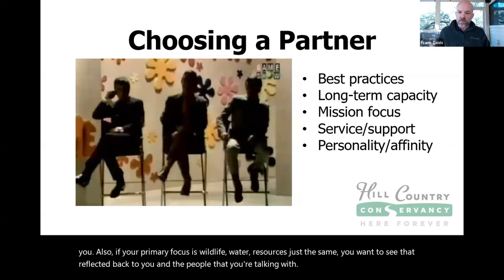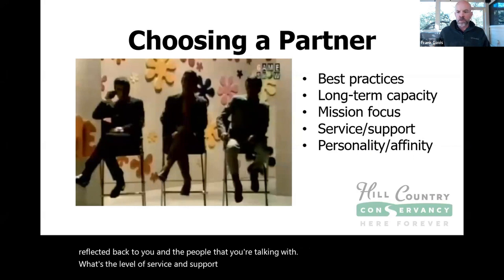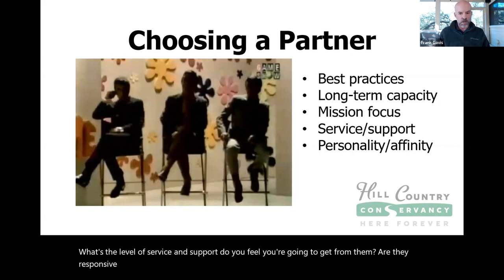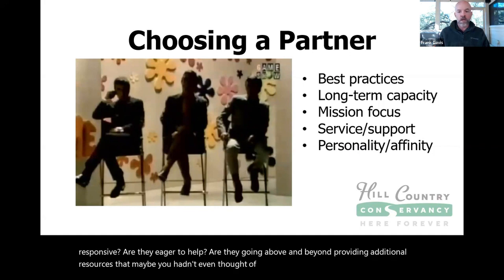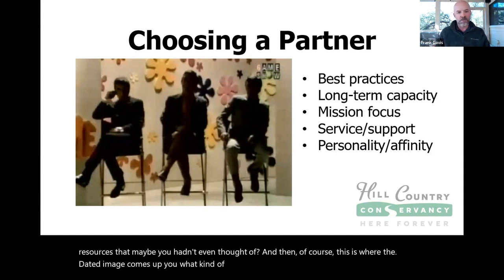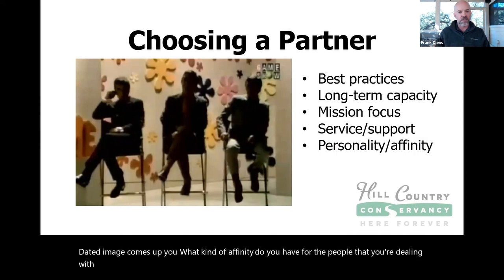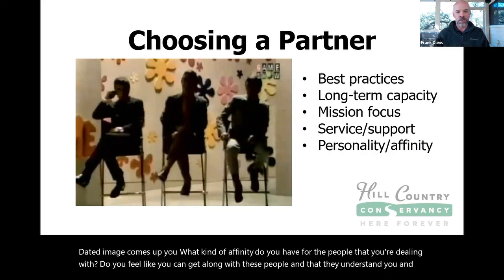What level of service and support do you feel you're going to get from them? Are they responsive? Are they eager to help? Are they going above and beyond, providing additional resources that maybe you hadn't even thought of? And then, of course, this is where the dating image comes up. What kind of affinity do you have for the people that you're dealing with? Do you feel like you can get along with these people, that they understand you and that you're able to communicate well?